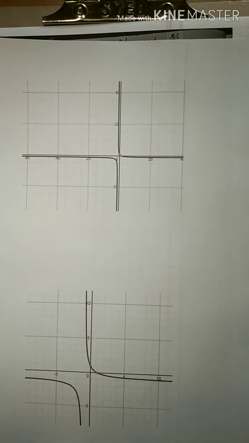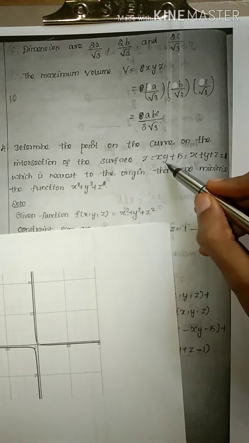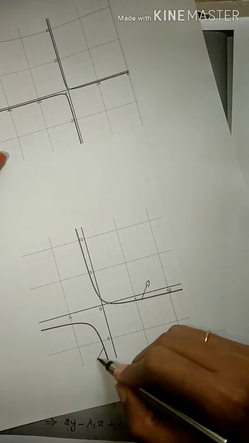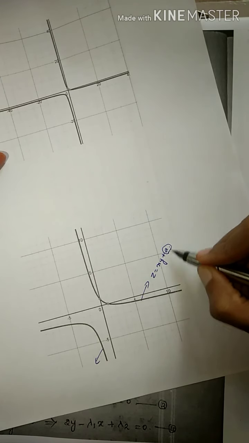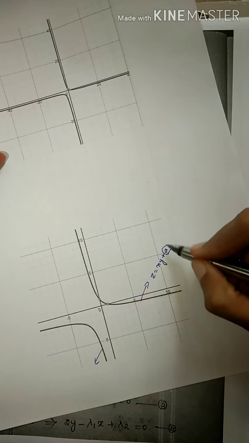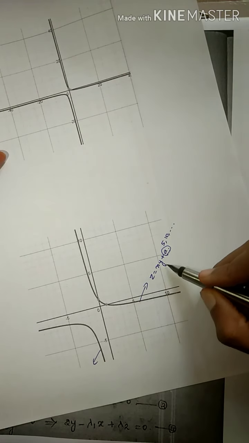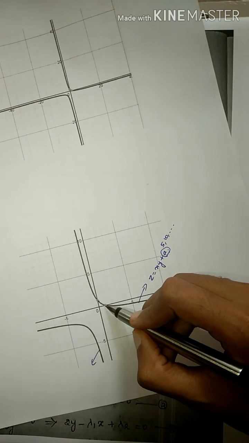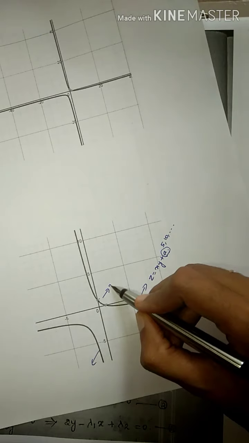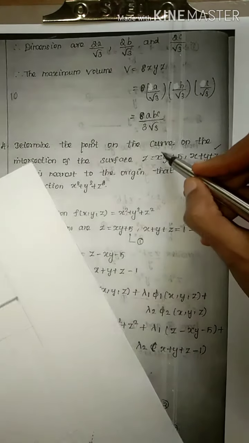For that, you can see here it is said that z is equal to xy plus 5. Here I am taking 5; you can take 5, 10, like that. So the general z is equal to xy is this curve, and these two points relate to x plus y plus z is equal to 1, right?